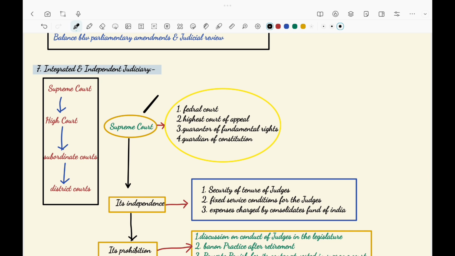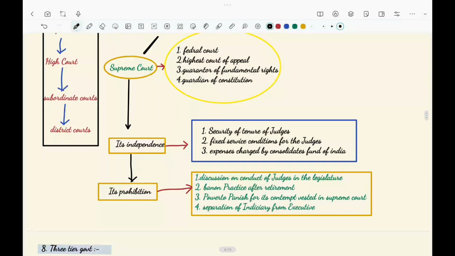Basically, the Supreme Court is the federal court, the highest court of appeal, guarantor of fundamental rights and guarantor of the Constitution. Its independence: the judges have security of service and fixed service conditions which they have been promised, and all the charges will be under the Consolidated Fund of India. Its prohibitions are discussion on conduct of judges in the legislature and a ban on practice after retirement. The power to punish for its contempt is vested in the Supreme Court, along with separation of the judiciary from the executive.